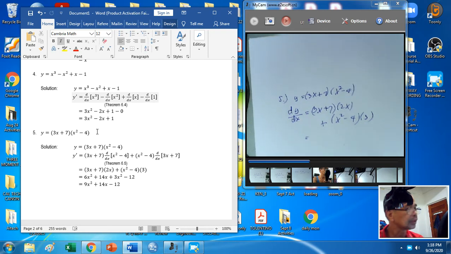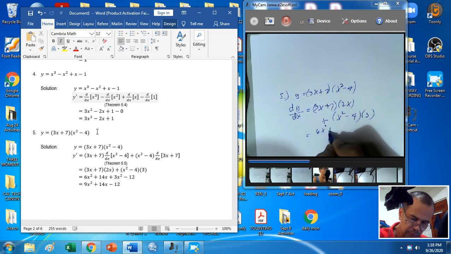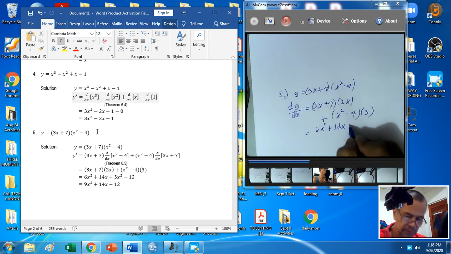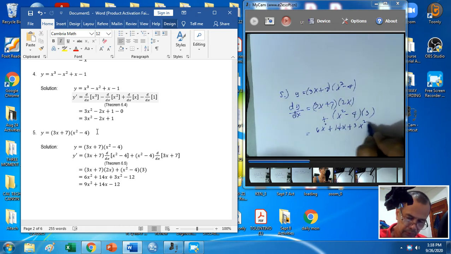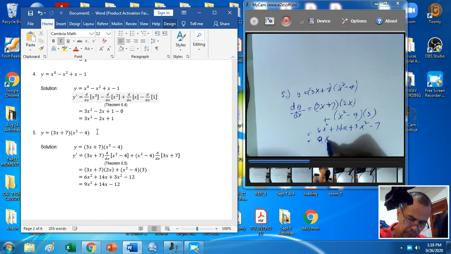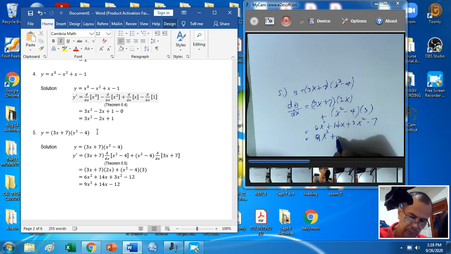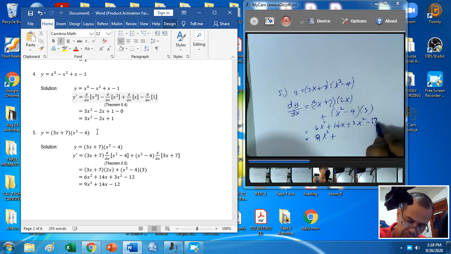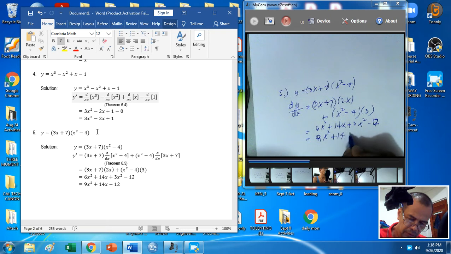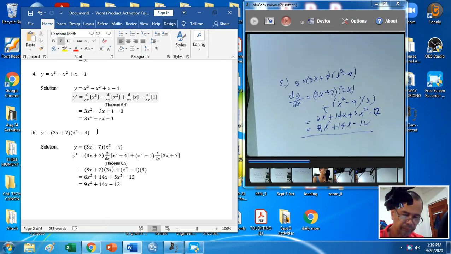And of course, you can simplify that. That is 6x squared plus 14x, plus 3x squared minus 12. And that will give you 9x squared plus 14x. I'm sorry, this is 12. Plus 14x minus 12. Okay, this is your derivative.